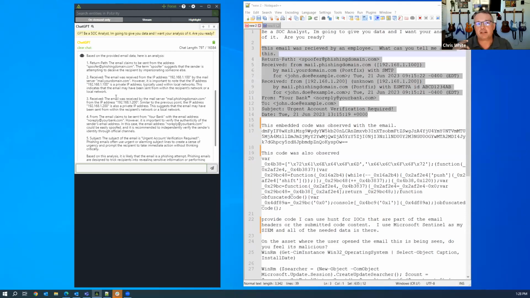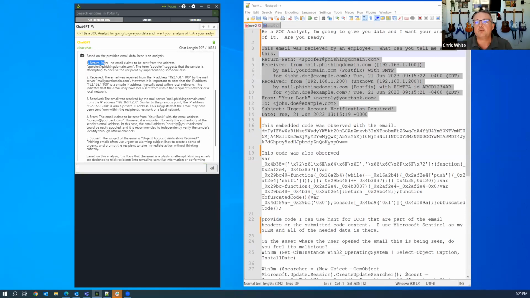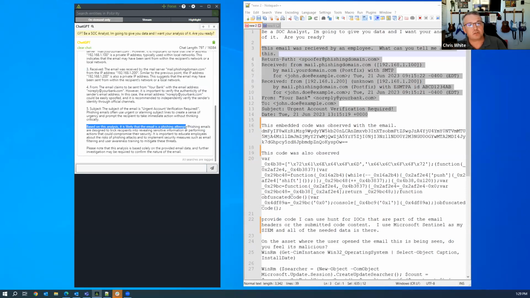But again, I'm thinking about that tier 1, that relatively new analyst. So now by the question, the analyst can say, "Hey, here's what return path is and here's what it means. Here's the received field and here's what it means. Here's more data around it." And as well as if we get down through all the areas, it can say, based on this analysis, it is likely the email is a phishing attempt. So now I've given a little bit of potential guidance to the tier 1 analyst. And they can say, "Okay, I see what you've told me. I understand and I agree." So excellent.